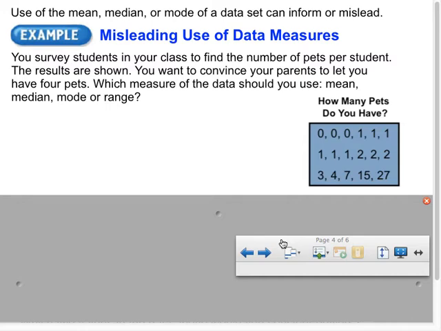I'm hearing mean. Does anybody disagree? Joshua, what do you think? You think the range? Who agrees with him on range? Nathan? Who's got a different answer?